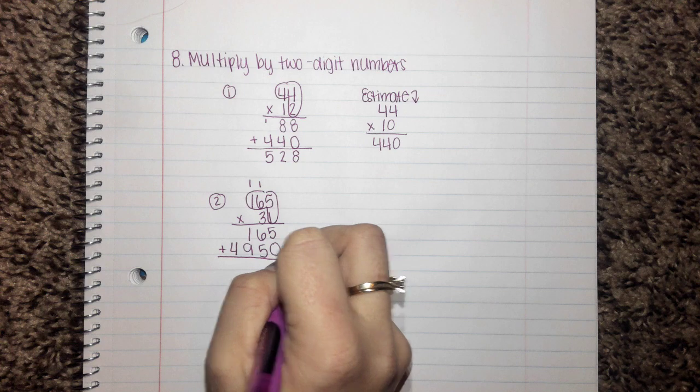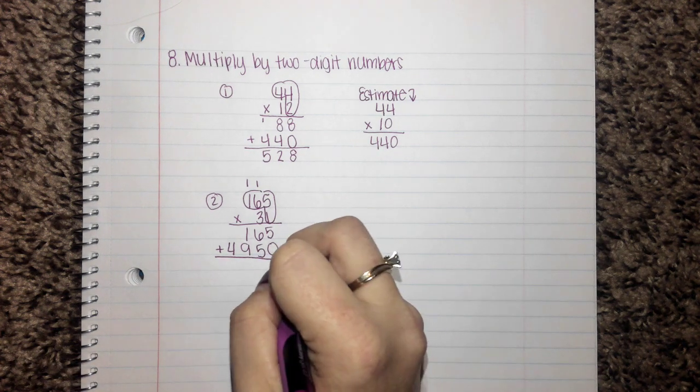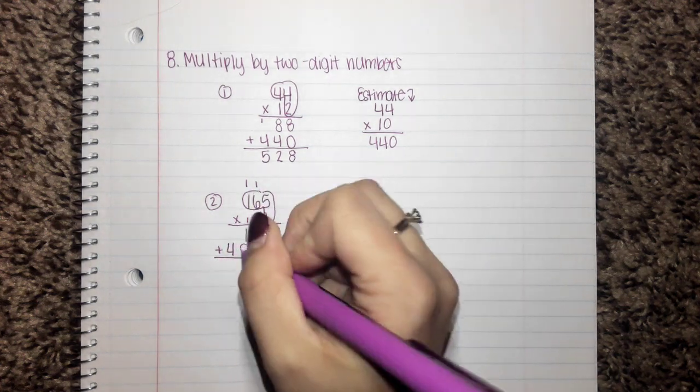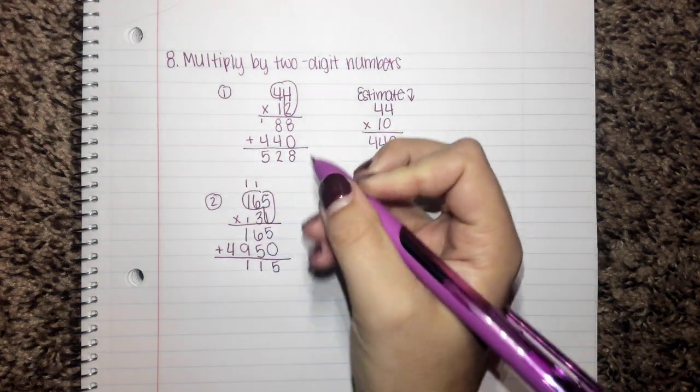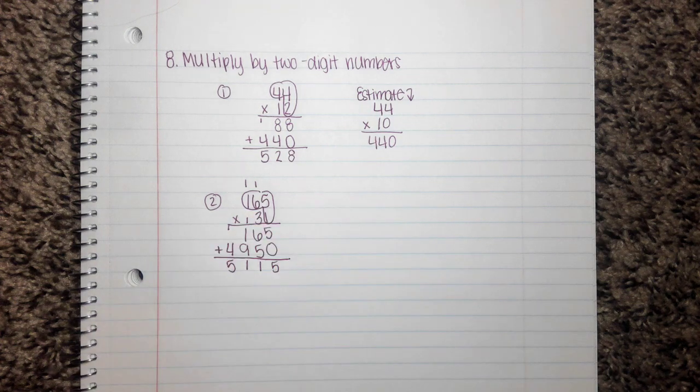So I've got 165 plus my 4,950. 5 plus 0 is 5. 6 plus 5 is 11. 9 plus 1 is 10. Plus 1 more is 11. 4 plus 1 is 5. So my answer should have been 5,115.